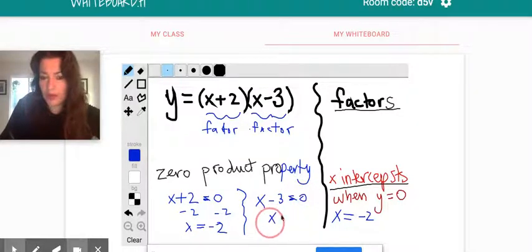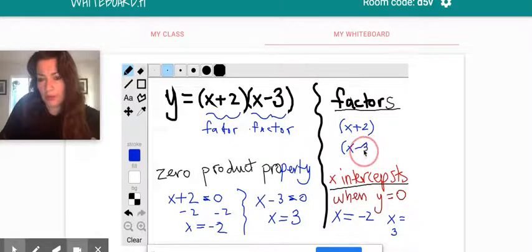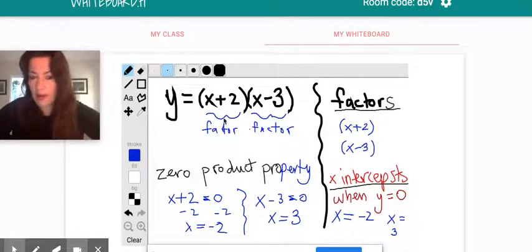So therefore, x equals 3. So we have two intercepts. So our factors, if we listed them, one factor would be x plus 2, and our other factor is x minus 3. Now this is just a quadratic, so I could have many factors, not just two.